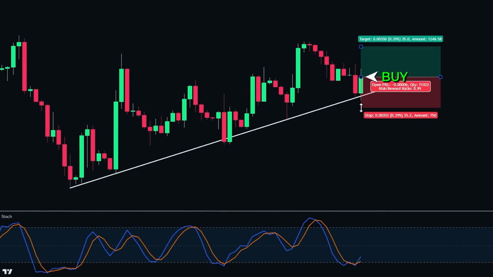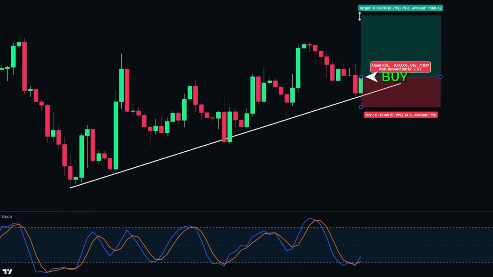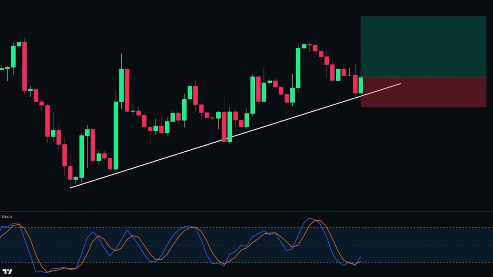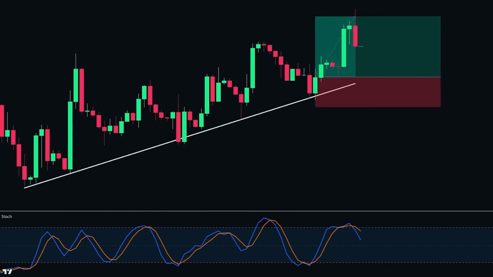For risk management, we set our stop loss slightly below the swing low in this area. And for take profit, we target 2 times the size of our stop loss. And as you can see, price bounced, hitting our take profit. So the key to this strategy is simply using stochastic as extra confirmation for our trade, so that we don't blindly enter trades when price touches the trend line.